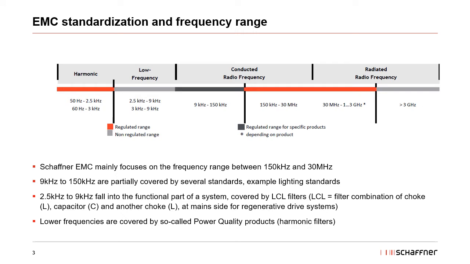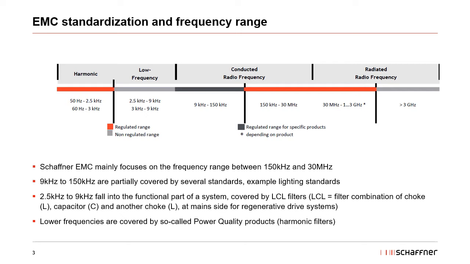So what is EMC about, and what are we talking about today for conducted emission? Schaffner is mainly focusing on the frequency range between 150 kHz and 30 MHz. Our products are also applicable and available for the frequency range between 9 kHz and 150 kHz, where usually several standards are in the works at the moment.